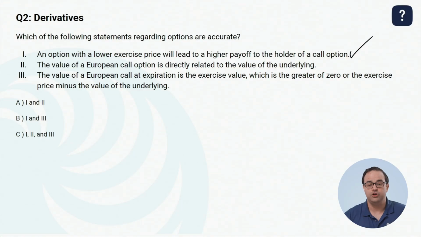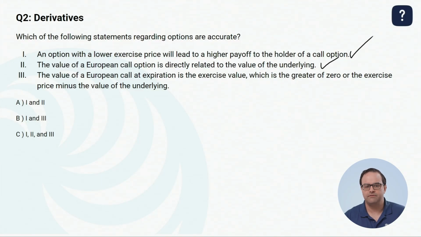The value of a European call option, which is an option that can only be exercised at the maturity date, is directly related to the value of the underlying. That's true. If the underlying is above the strike price, the option will be exercised and have a positive intrinsic value. If the value of the underlying is below the exercise price, it will expire worthless.